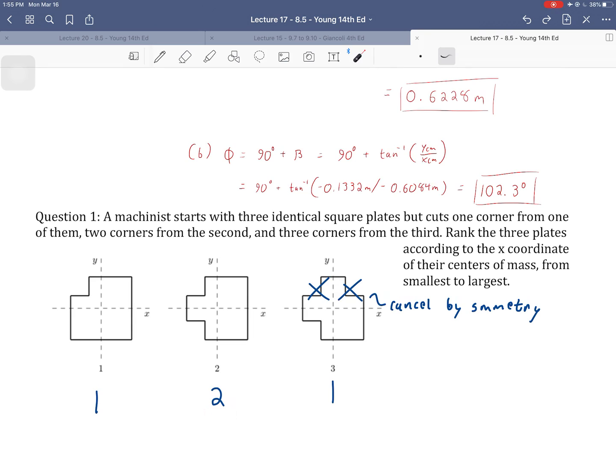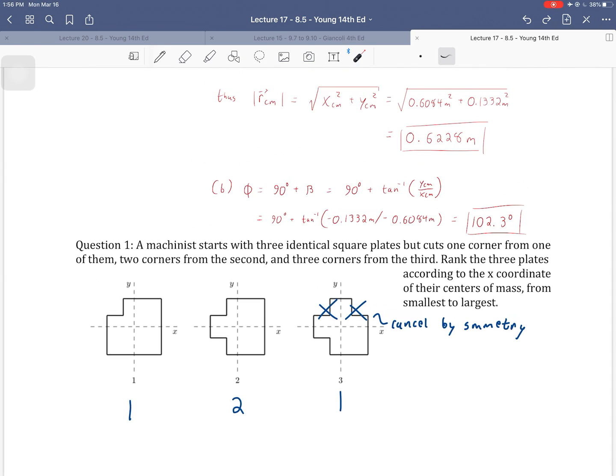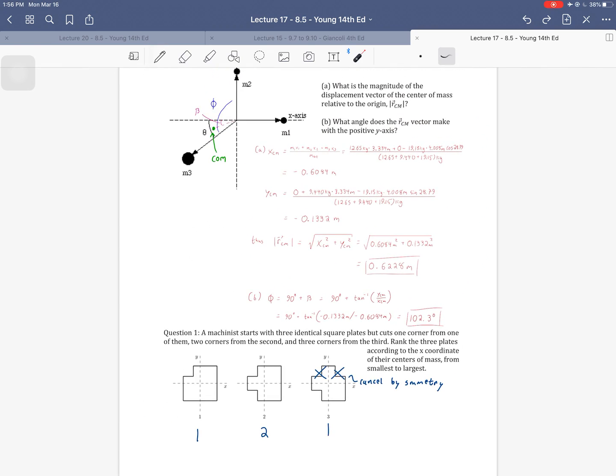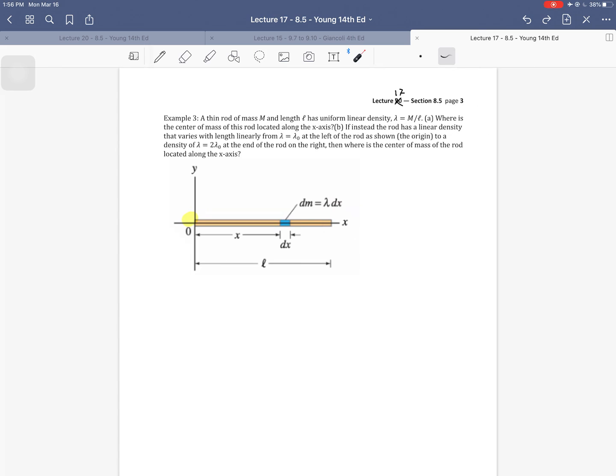For the greatest x value of the center of mass, it would be number 2, because over here the center of mass would get significantly pulled in the x direction, since there's a lot more mass over here because of all the missing mass on the negative x side. So that's a good way to visually see the center of mass and the effects of removing or adding mass, in this case, of course, removing. Okay, so let's move right on to example 3.